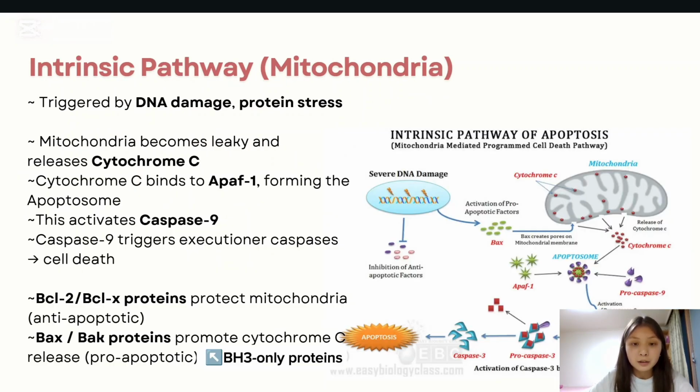So, the intrinsic pathway. In the intrinsic pathway, mitochondria become leaky and ooze out proteins called cytochrome C, which initiate apoptosis. Usually the cytoplasm and mitochondrial membrane contain proteins called BCL2 and BCLX, which are anti-apoptotic proteins. They preserve the integrity of the mitochondrial membrane and prevent apoptotic proteins like cytochrome C from leaking into the cytoplasm.